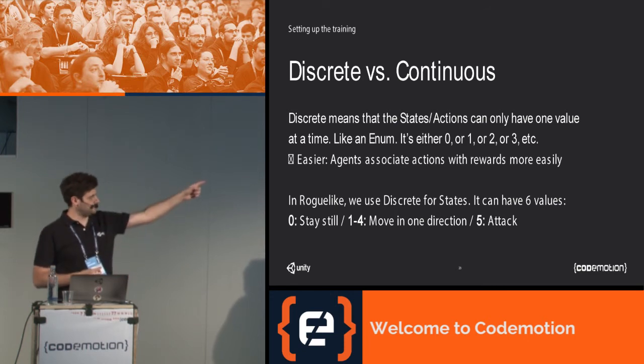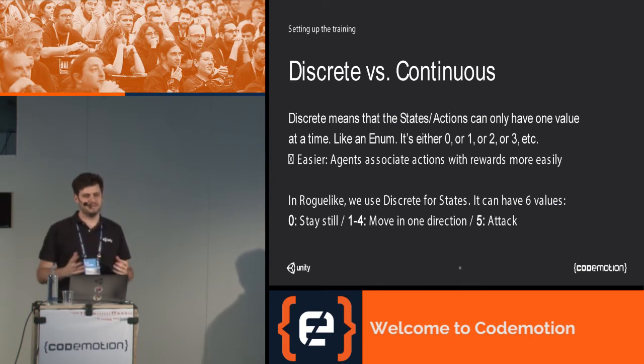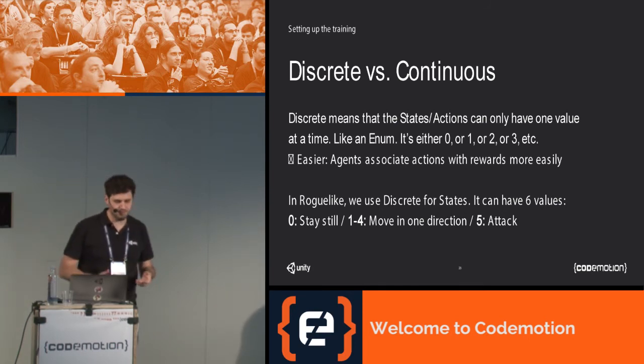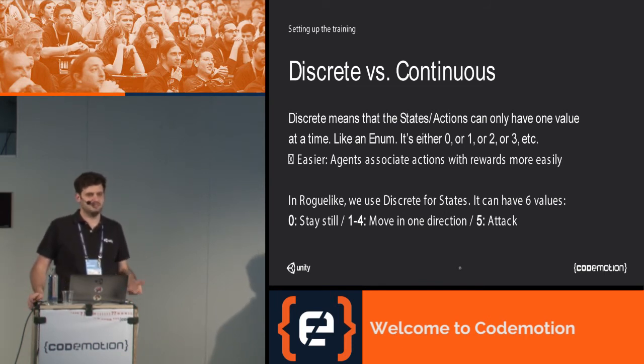When you use continuous and you have different inputs like left and right, up and down, and attacking all together, then the agent will think, OK, I'm moving here, and I'm attacking. I got a bad reward. What did I do wrong? He doesn't know. But with discrete, he's able to associate the input with the reward more clearly, and so he learns faster.